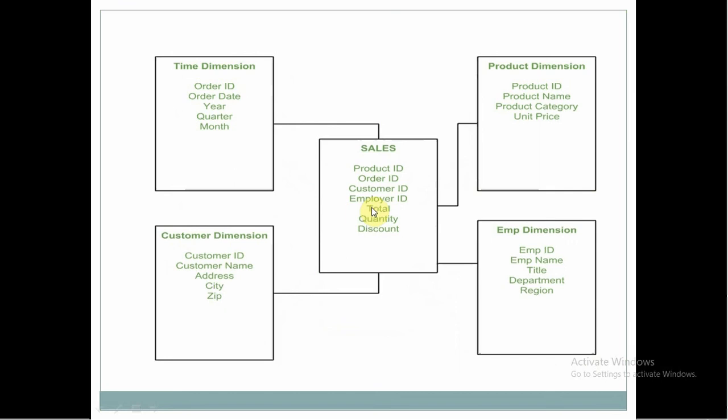In this, sale is a fact table having attributes product ID, order ID, customer, employee ID, total, quantity and discount, which references the dimension tables. Employee dimension table contains the attributes employee ID, employee name, title, department and region. Product dimension table contains the attributes product ID, product name, product category and unit price. Customer dimension table contains the attributes customer ID, customer name, address, city and tip. Time dimension table contains the attributes order ID, order date, year, quarter and month.